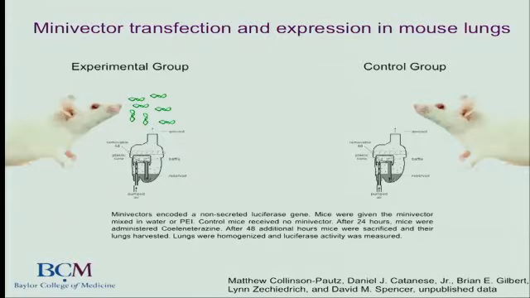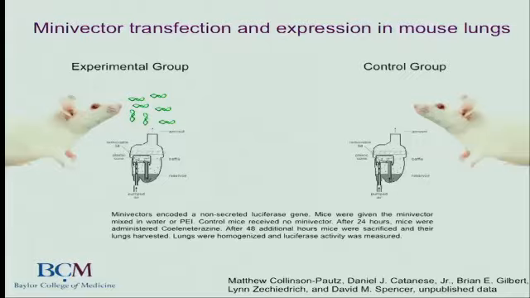So a big steep learning curve for me. Anyway, but we knew that our little minivectors encoded this tiny gene that was not secreted. Now this is important because it would stay in the lungs and not go out of the lungs. And this was a luciferase. So when you give it its substrate, it will now fluoresce.